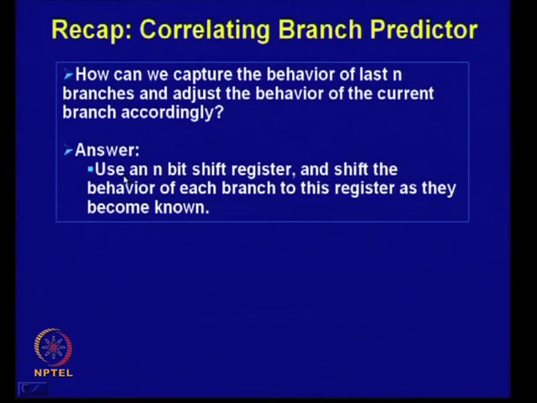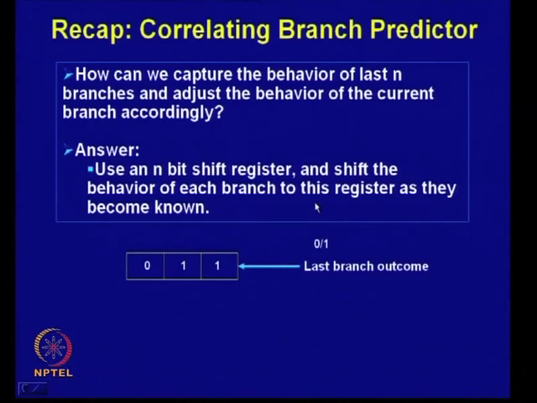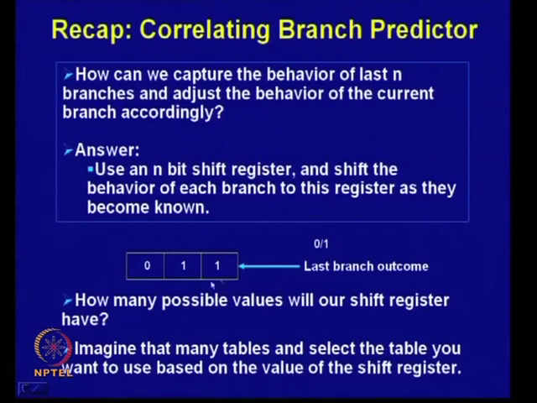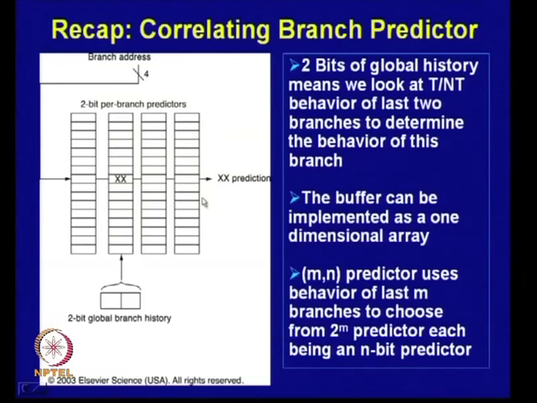And how is it being done? The answer is, use an n-bit shift register and shift the behavior of each branch into this register as they become known. So, the previous n branches may not be the branch under consideration; it may be other branches. Their outcomes are stored in a shift register, and this is being used. The question naturally arises, how many possible values will our shift register have? The number of bits will decide the number of possible outcomes you would like to consider. For example, if it is 3 bits, then there will be 2 to the power 3, that is 8 possible outcomes. You have to choose 1 out of 8 tables. That means, imagine that many tables, and you have to select one of the tables on the basis of this shift register value. And as we have seen, I have discussed with the help of this diagram how this correlating branch predictor works.